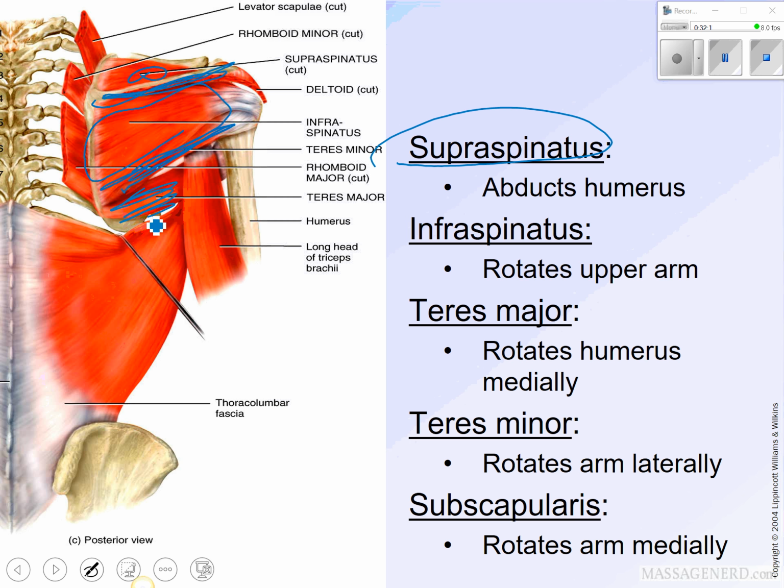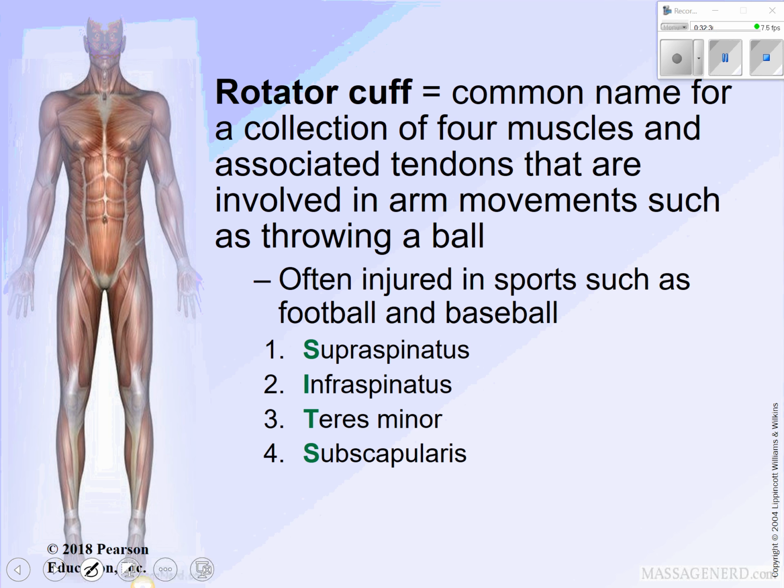On the other side, the anterior side, you have the subscapularis, which is in the subscapular fossa of the scapula. It rotates the arm medially. I'll give you the muscles on the next slide, but 4 of these muscles are referred to as a group called the rotator cuff. The rotator cuff rotates a bone around its longitudinal axis. That's a common name for 4 muscles associated with tendons, and they're involved in arm movement such as throwing a ball.